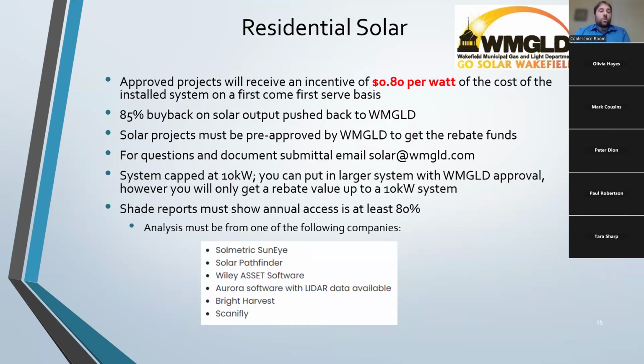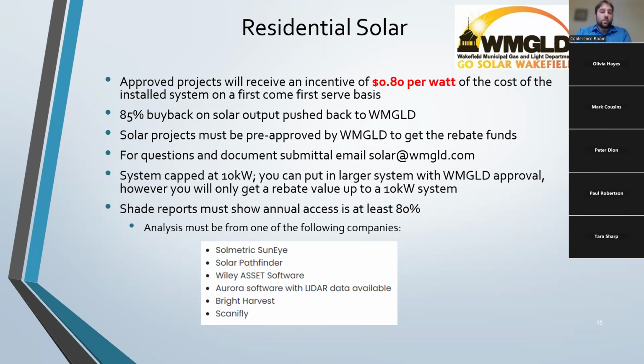On to residential solar. We get a lot of questions on solar. It's a pretty sizable program. For approved projects, there'll be an incentive of 80 cents per watt. The maximum size of a system would be 10 kilowatts. So your maximum rebate, if you put in a 10 kilowatt system, would be $8,000. But if you put in a 5 kilowatt system, that would be 4,000 and so on. It's 80 cents per watt.